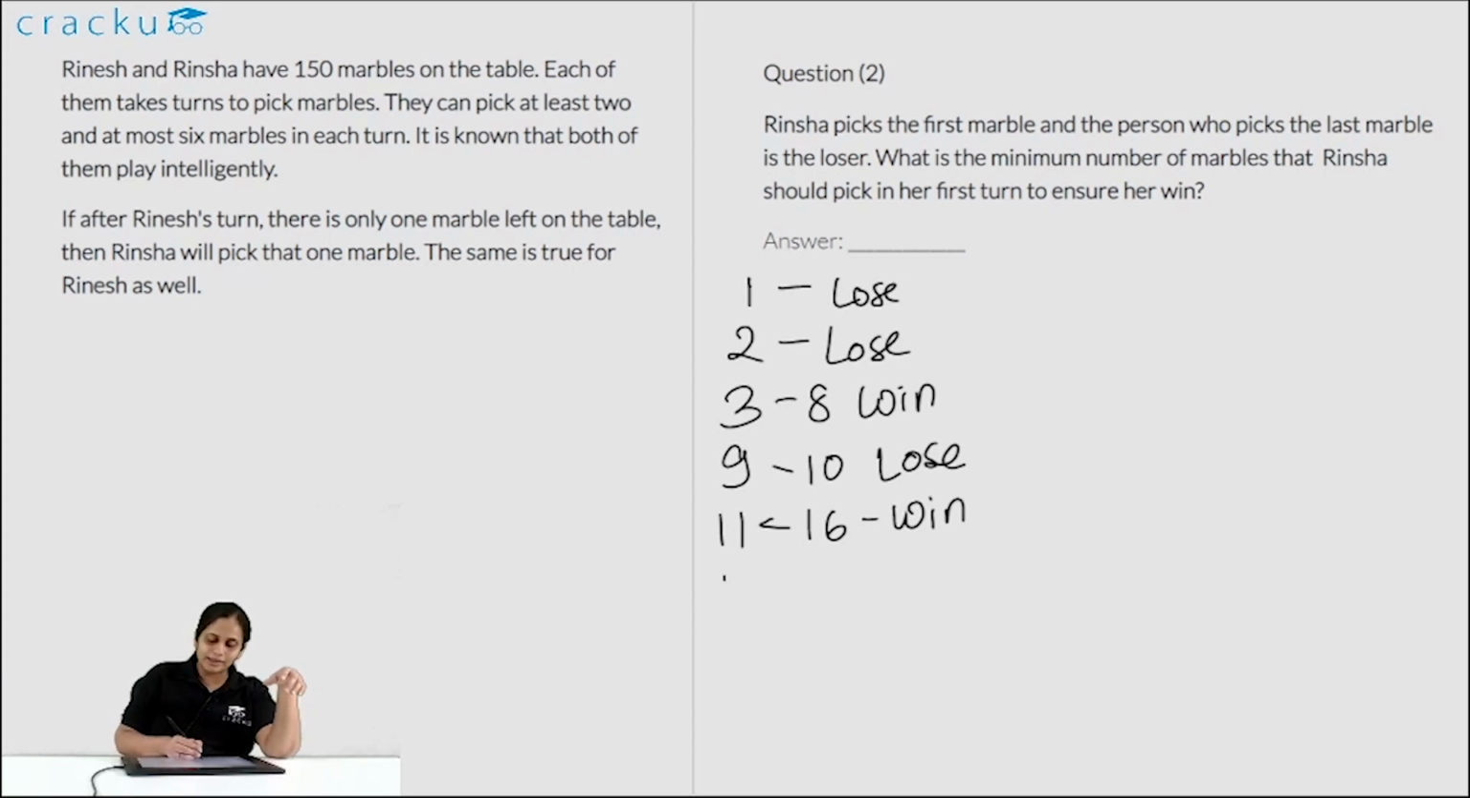So again 17, 18, following the same, this would be a must lose position. So you see a pattern emerging. What is the pattern? So 1, 2 is a losing position.